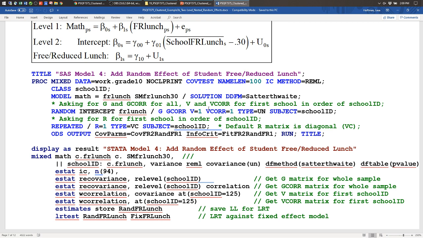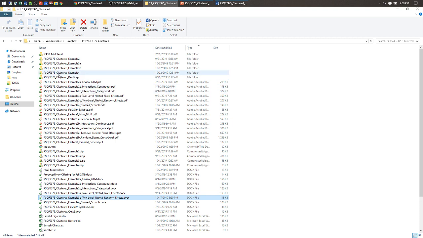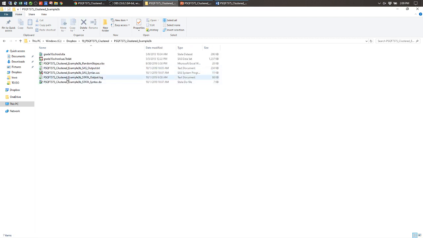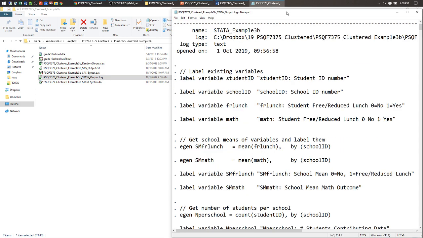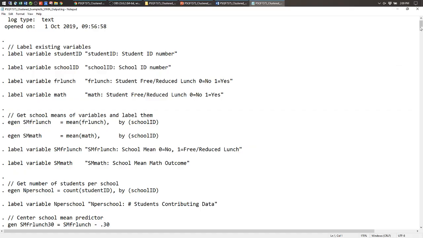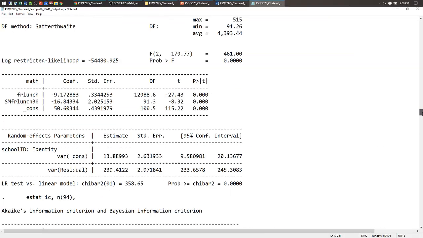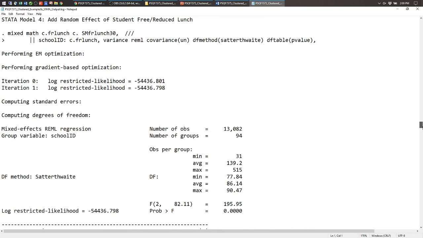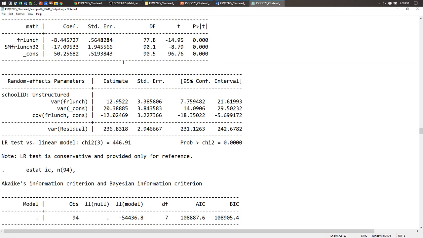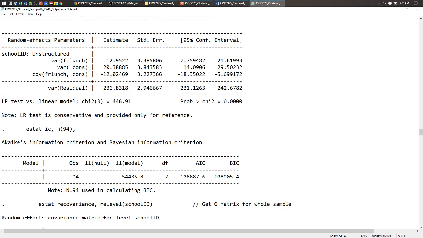Yeah, I added that, but I didn't see anything in the output to show this slope variance. I found there's a covariance, but I didn't see it. Let me open the Stata output that goes with that example. I'll zoom in. Okay, so this is the model that has this new variable. Under the random effects parameters, you should have a variance of the level 1 predictor, the variance of the constant, which is the intercept, and then the covariance of the two.